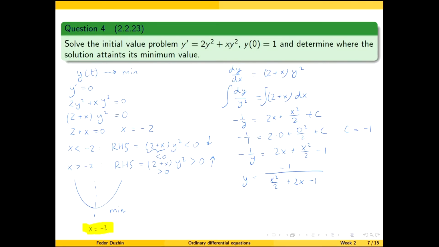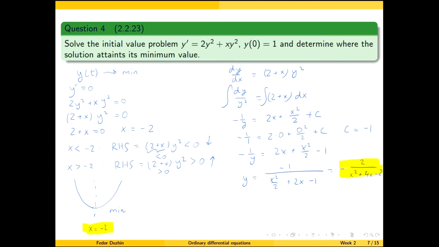Then you can simplify a little bit if you want: multiply both numerator and denominator by 2. So we have y equals minus 2 over x squared plus 4x minus 2. This is the answer to the first part.